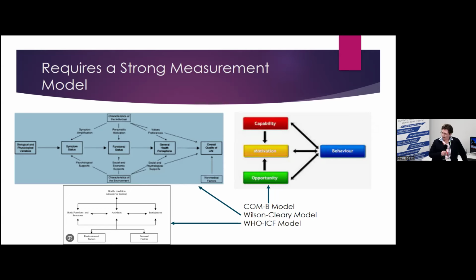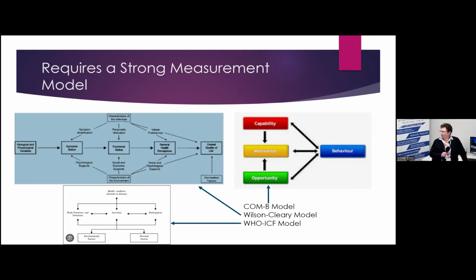The one below in white is more familiar, certainly in the rehabilitation world. This is the World Health Organization's International Classification of Functioning, Disability, and Health. It illustrates that certain body functions and structures affect what people do, and that affects the roles they're able to play in their life, affected by personal factors and the environment, but caused by the health condition.